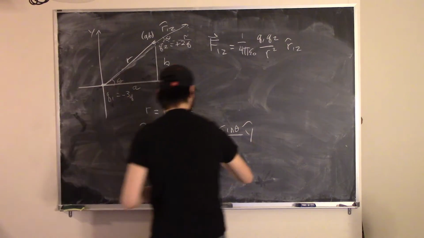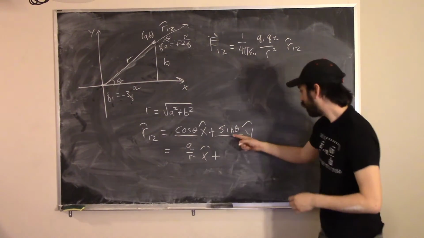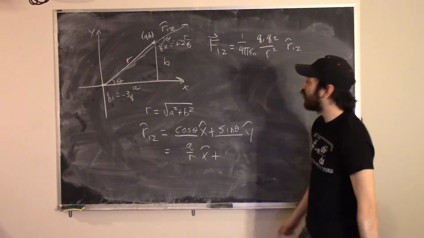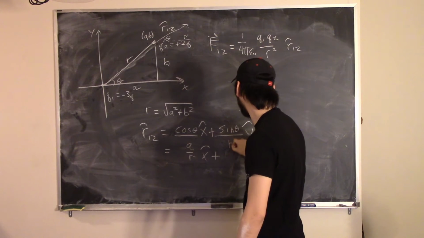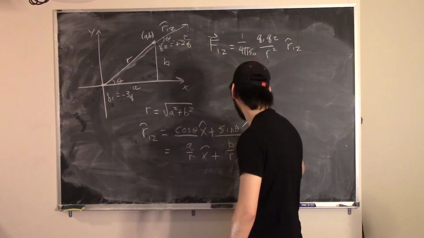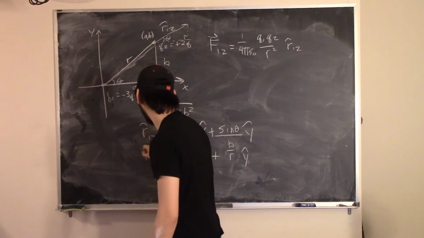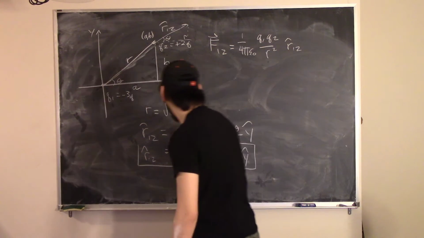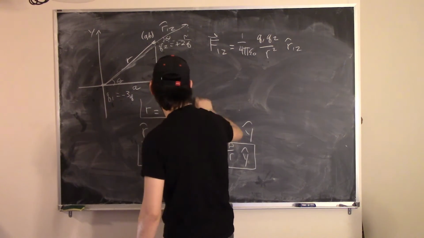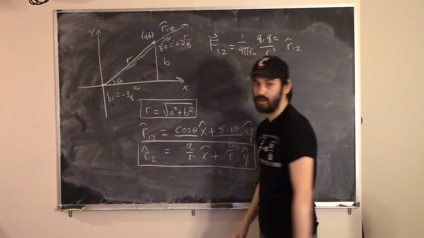plus the sine of theta. So sine of theta is going to be the opposite over the hypotenuse, and so this is going to be B over R times y hat. So this is what R hat 1, 2 is, okay? So now we have everything that we need, okay?